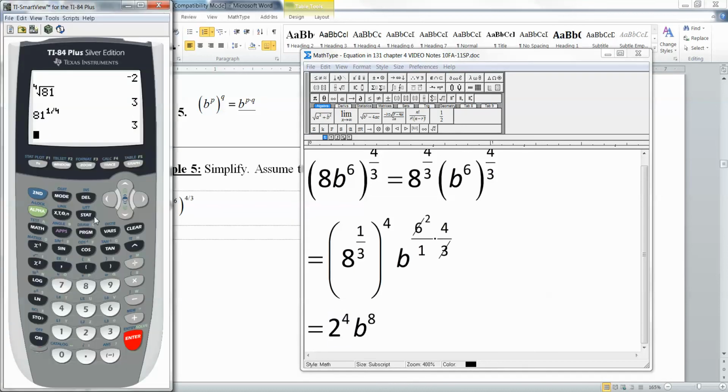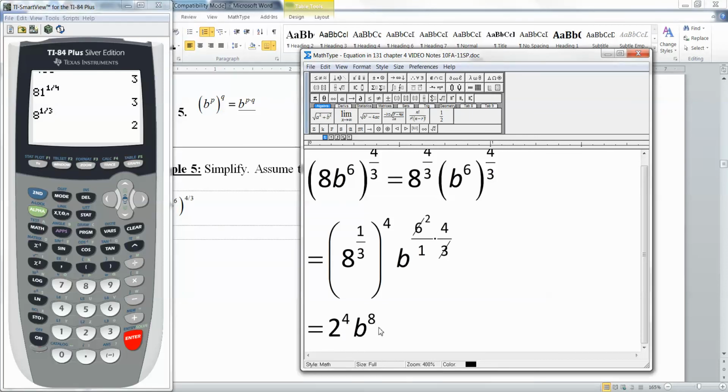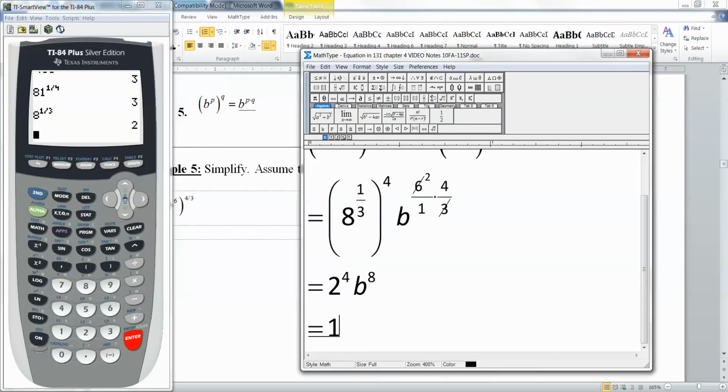And again, if you don't know that, you can grab a calculator. 8 to the caret, parentheses 1/3, or if you have my calculator type, you can just do 1/3, enter. And you'll get 2 to the 4th, b to the 8th, which we all know is 16 b to the 8th. And you're done. Box it.